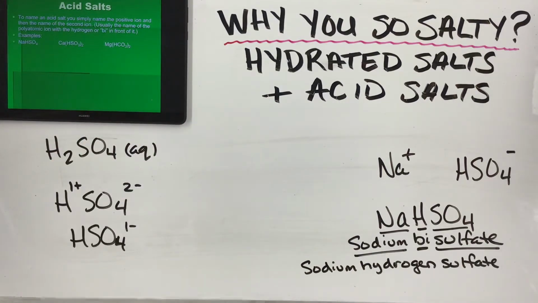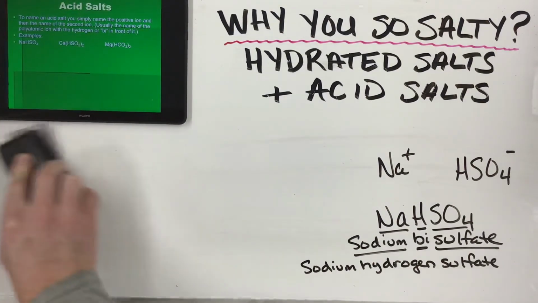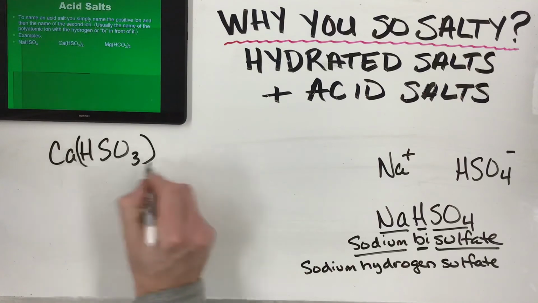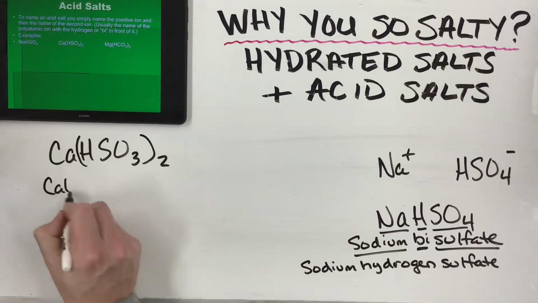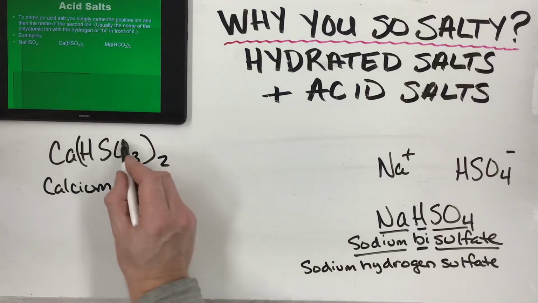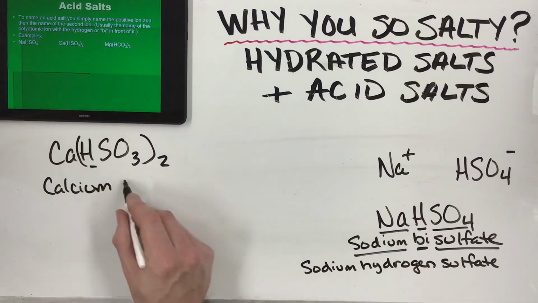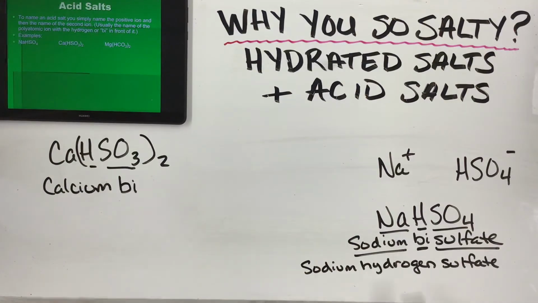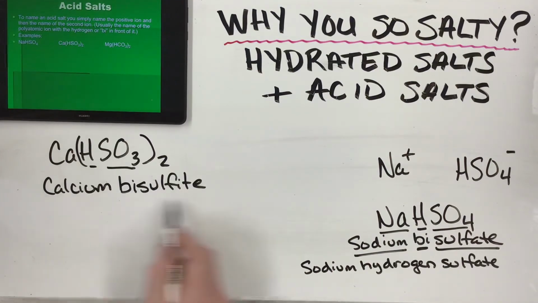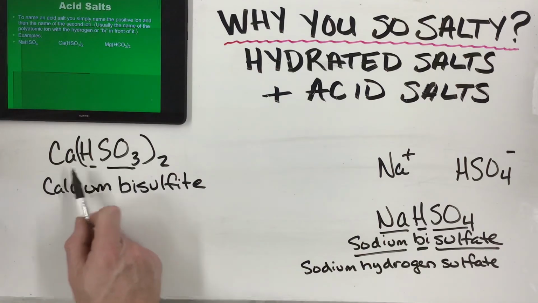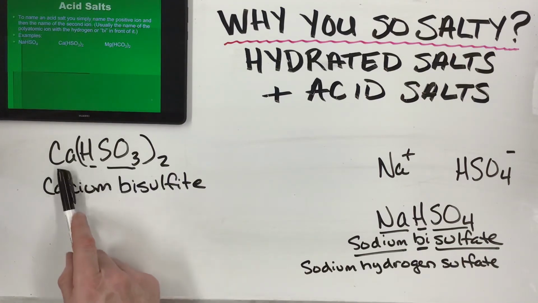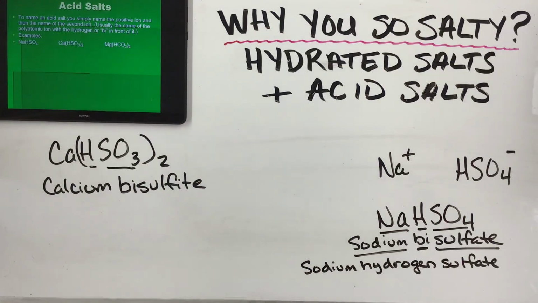So we've got some examples here. One of them I've already done, but we'll do the other two. Ca(HSO3)2. I know that this is calcium. I don't change the name of the metal. It stays as calcium. The H is bi, and now SO3. Sulfate is SO4, SO3 is sulfite. We covered that in the previous lecture. So this is calcium bisulfite, or I could say calcium hydrogen sulfite. All right? Be careful between your ites and ates.